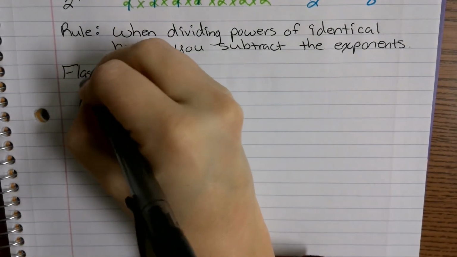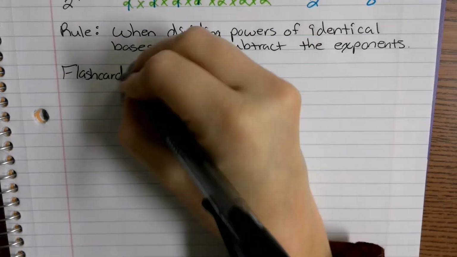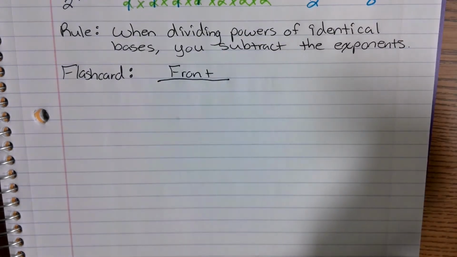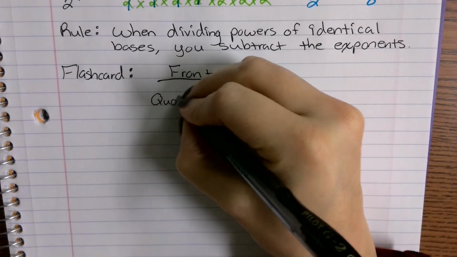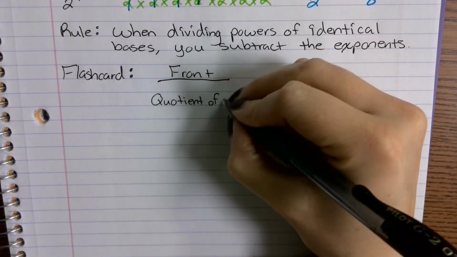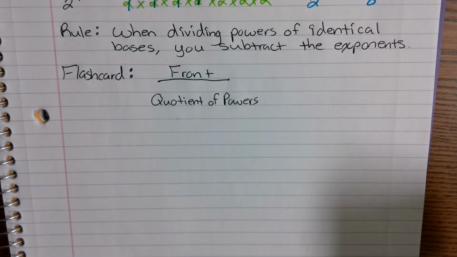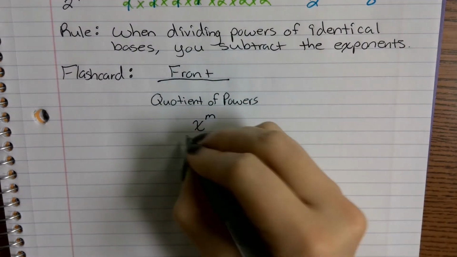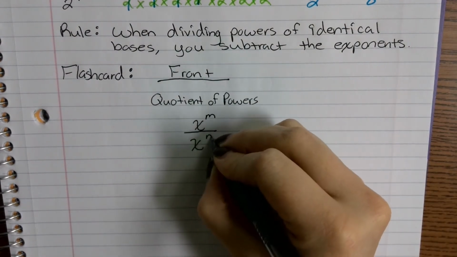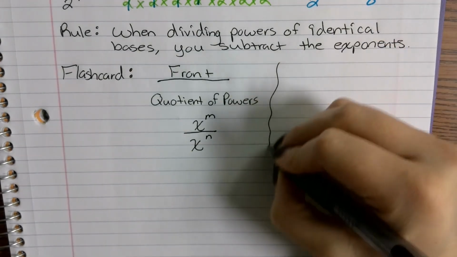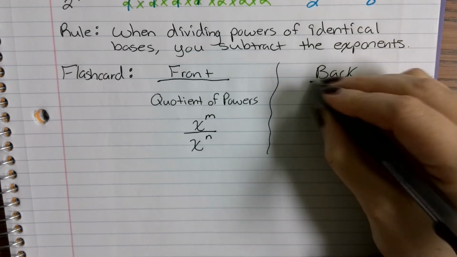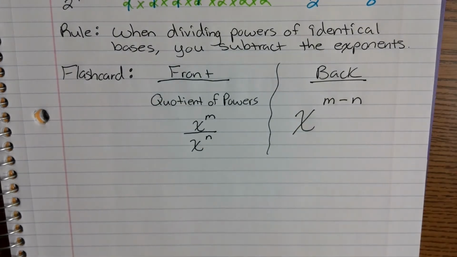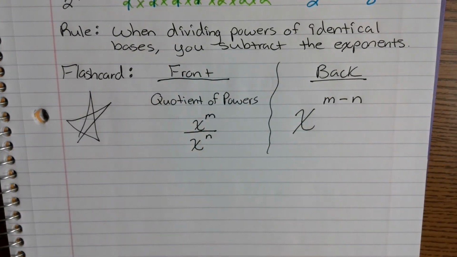So flashcards, this is a flashcard item. You need to know what the flashcard rule would look like. The front of your card, my recommendation always is to put down what's the rule called. So the title of the rule, Quotient of Powers. What does the setup look like? The setup would be X to the M power over X to the N power. And then the back of your card, you would just write X to the M minus N. So make sure you get that set up for your flashcards.